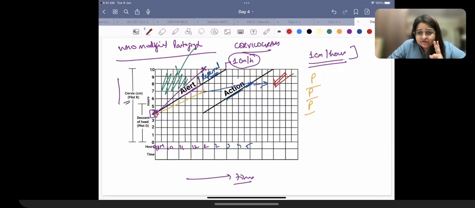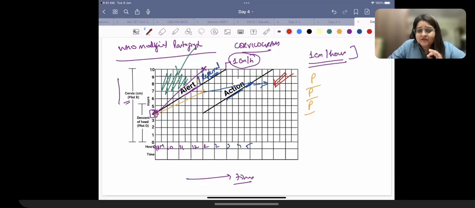You start plotting at 4 centimeters cervical dilatation. Okay. Anything to the left of the alert line is normal. Anything between the alert and action line, you have to take corrective measures. Anything to the right of the action line requires urgent delivery.